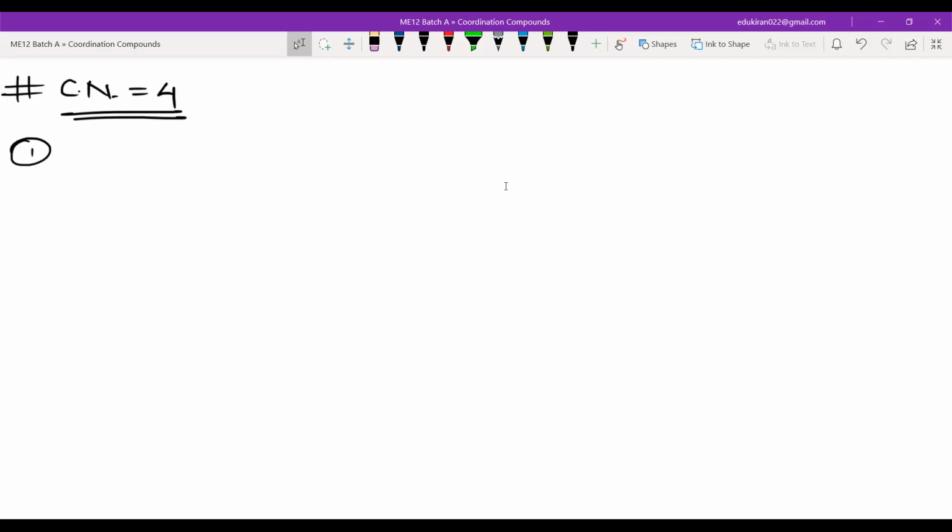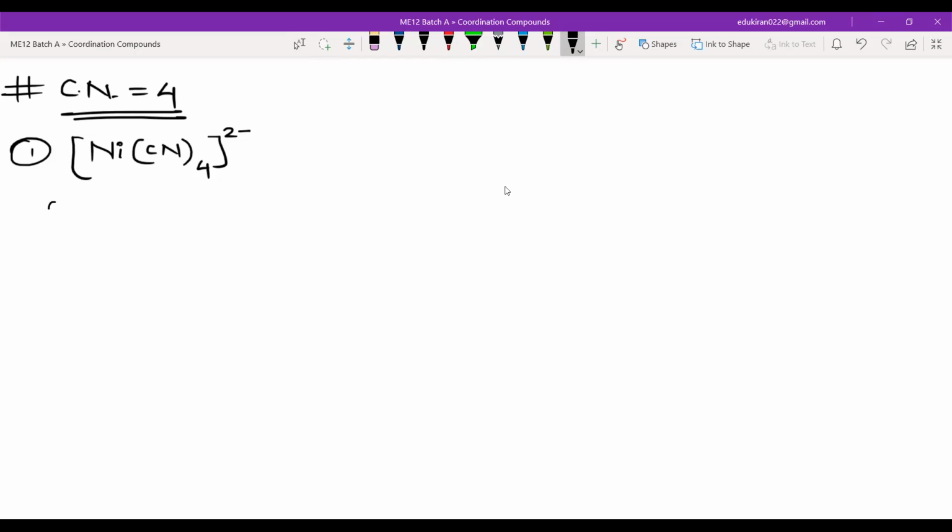Yes, sir. Okay. So if the coordination number is 6, you need 6 vacant orbitals. If it is 4, you need 4 vacant orbitals. And there the ligand can coordinate. Ligand can give their 2 electrons in those orbitals. So the first example is Ni(CN)4 2 negative.